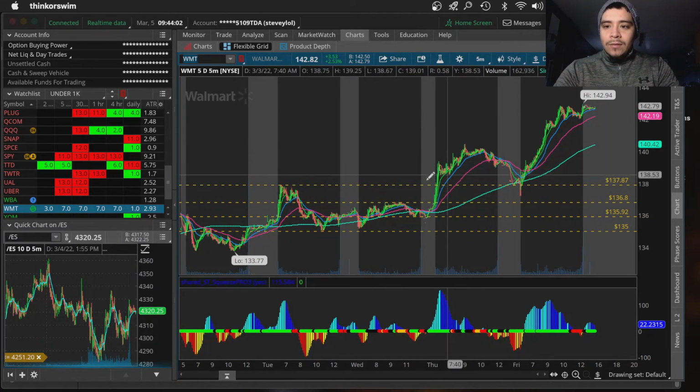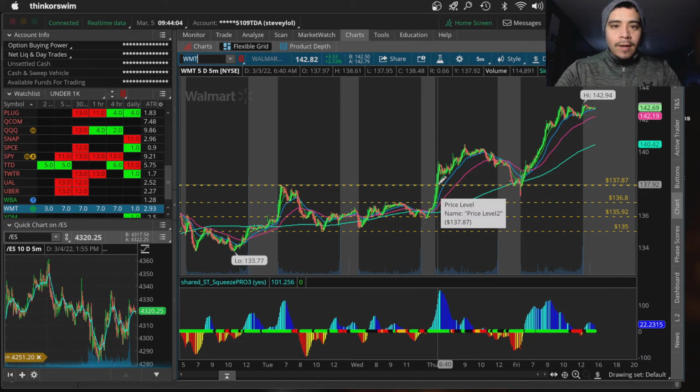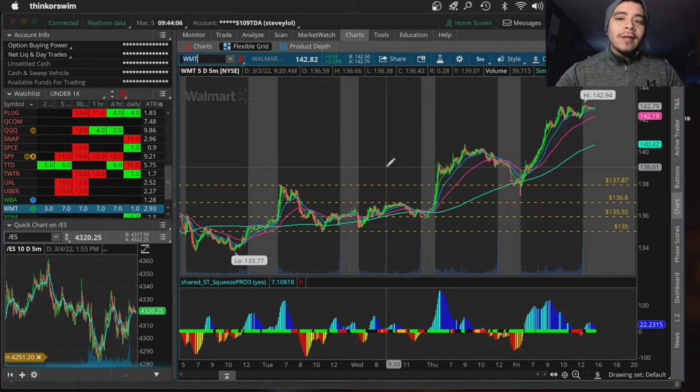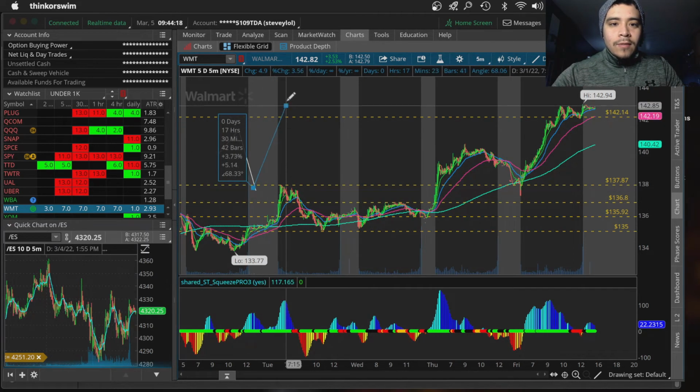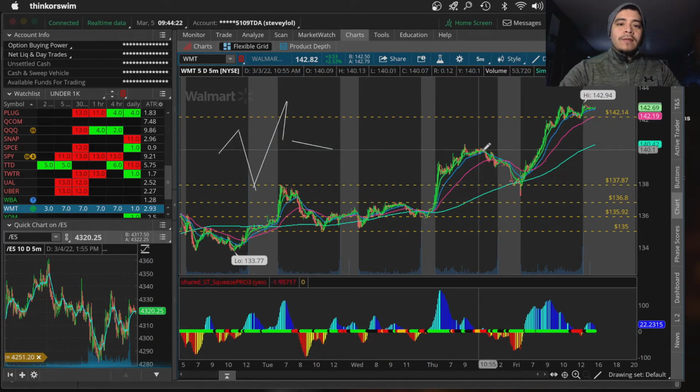Walmart had some nice moves. I actually saw this trade the other day. I'm mad I didn't take it, but oh well. So that's what volatility is. You'll just see boom, and then boom, and then you'll see a nastier move up, and then you'll see this, and then, yeah, it's all a mess, okay?